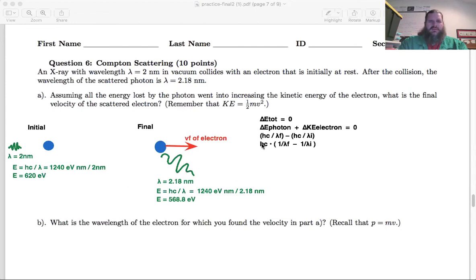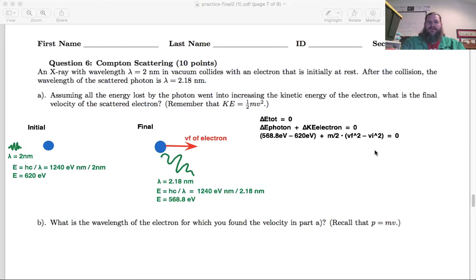So the change in energy of the photon, we could just write that as final minus initial. So that's 568.8 electron volts minus 620 electron volts. And meanwhile, for the kinetic energy of the electron, what's our usual formula for kinetic energy? Half mv squared. Yeah, half of m. And then since we're looking at change, that's delta v squared. And similarly, this is not just final speed minus initial speed, it's final speed squared minus initial speed squared. So that'll be v final squared minus v initial squared.